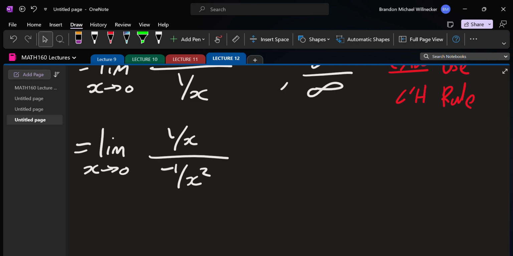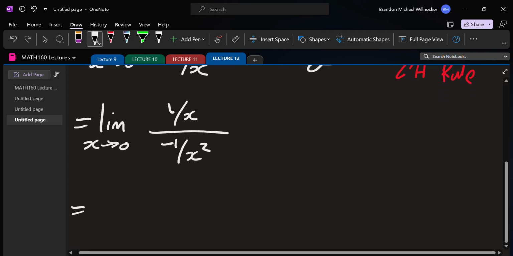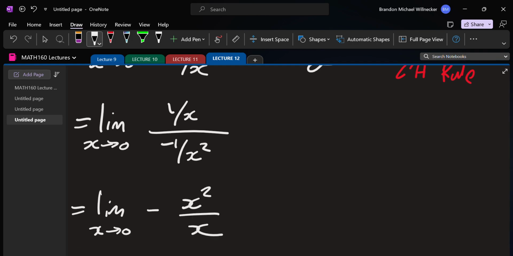Okay, we've got a fraction over a fraction. Please be careful with these. When you've got fractions over fractions, don't mess up what goes where. So here we can rewrite this as the limit as x goes to 0 of minus x squared over x.